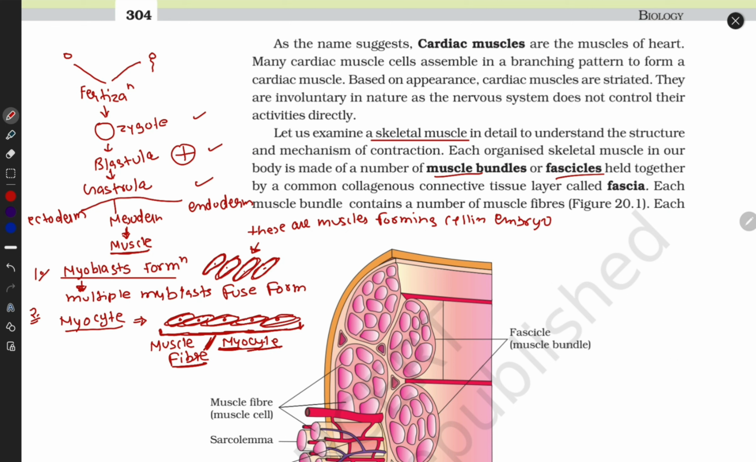The covering of the muscle fiber we call the endomysium. These are the covering of the muscle fiber. We call it the endomysium. Clear? This is the covering of the muscle fiber or myocyte. Clear guys? Now let's move further.